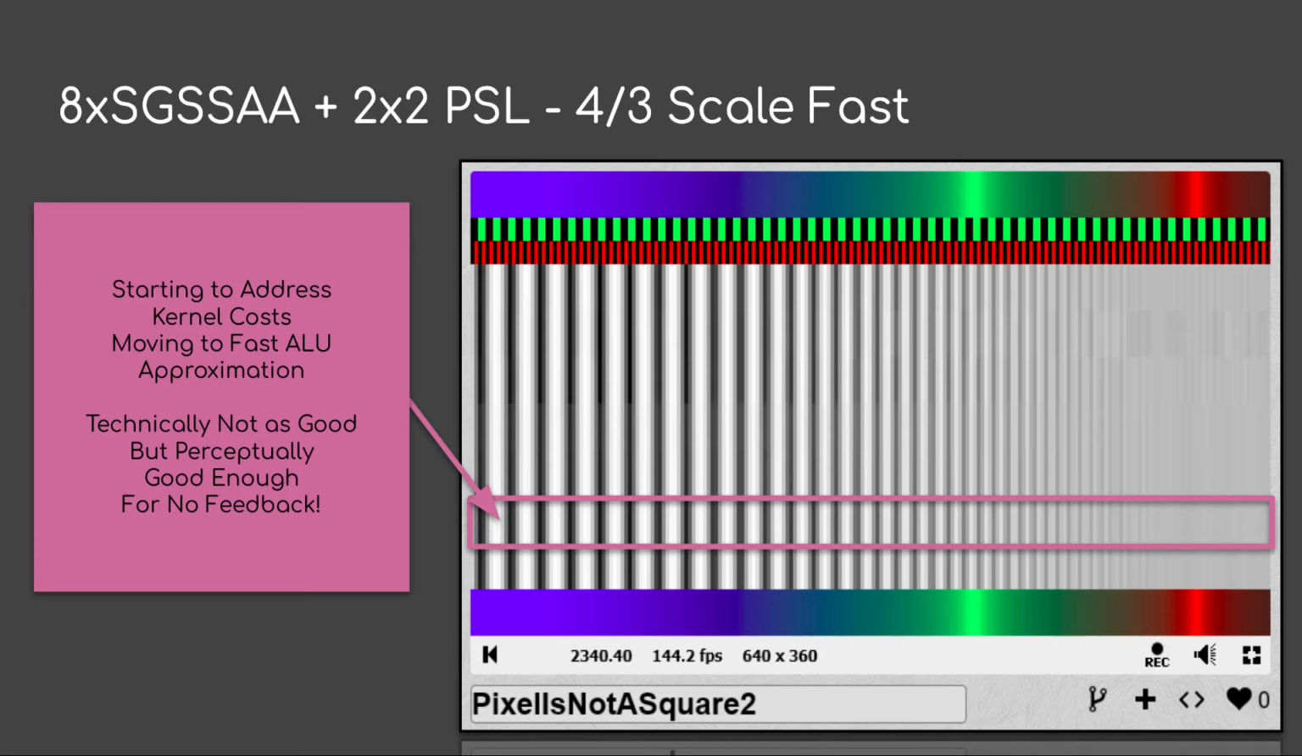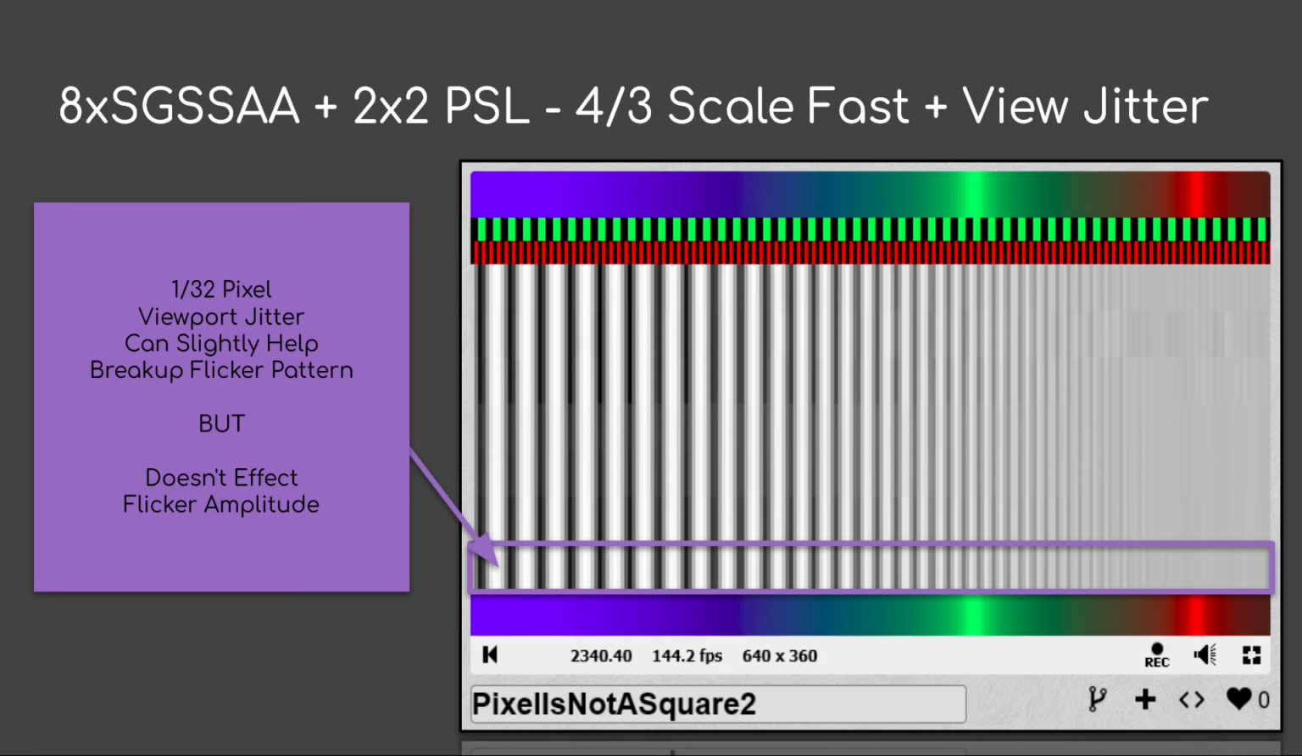And so this one is a fast kernel. I will show it later. It's technically not as good as the prior example, but perceptually it's good enough. It's certainly good enough when you're not feeding the results back into the kernel, so there's no temporal feedback because we're not going to do any TAA here. One other option is viewport jitter, just a micro jitter, like 1/32 of a pixel. In theory, that would slightly help break up the flicker pattern, meaning instead of seeing a very regular pattern, you'd see one that's a little bit more random. However, you cannot change the flicker amplitude with this.